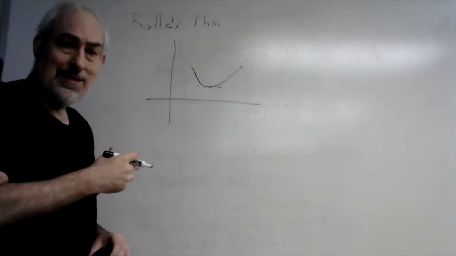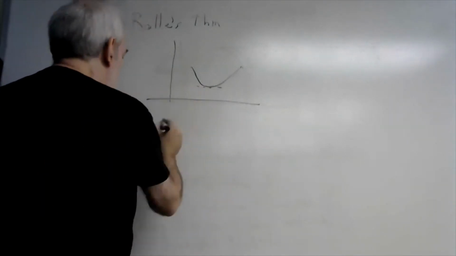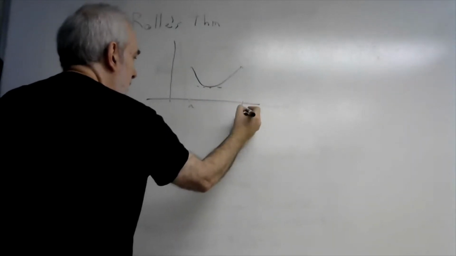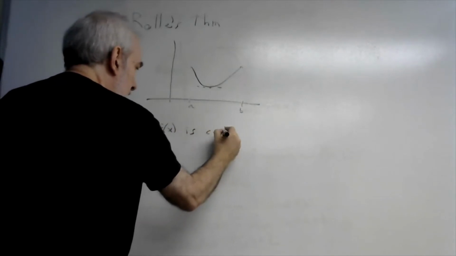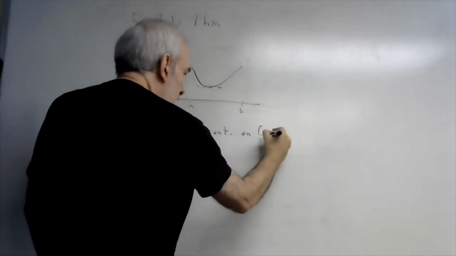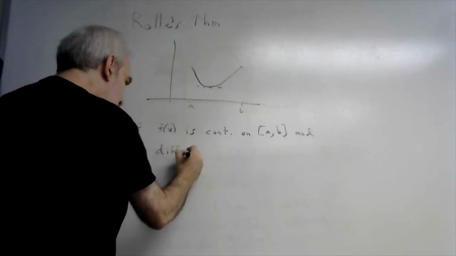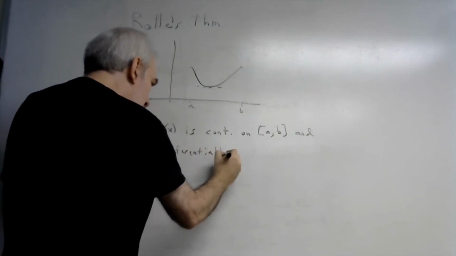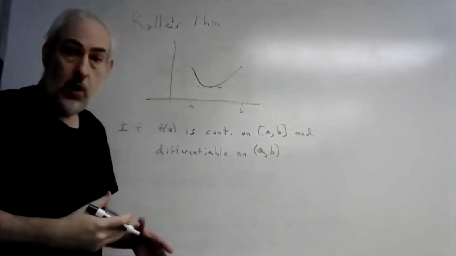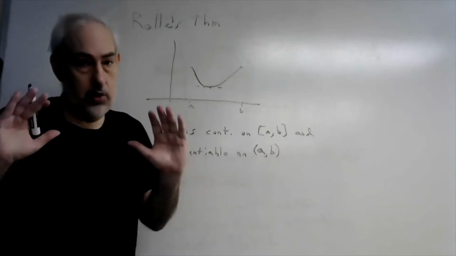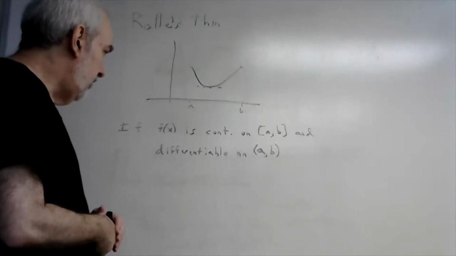Okay, so let me formally state Rolle's theorem as a statement. Okay, so that's going to be a and that's going to be b. So if f of x is continuous on the closed interval a to b and differentiable on the open interval a to b. Closed intervals mean you include the endpoint. Open intervals mean you don't include the endpoint. Okay, so we need to have these two conditions for Rolle's theorem.